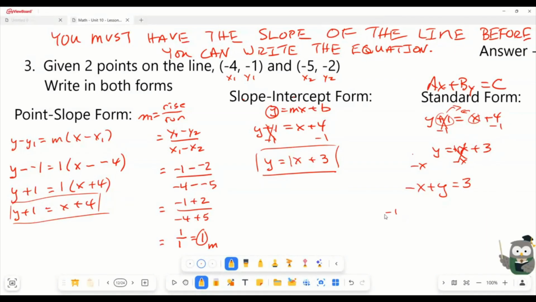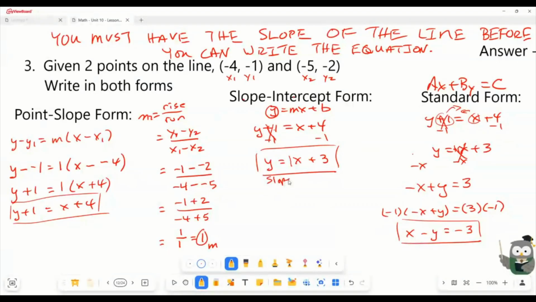to be positive. Multiply both sides by a -1, and you change the sign of everything in the problem. We need the x to be positive. -1 times -x is positive x. -1 times y is -y. 3 times -1 is -3. There is the line in standard form.